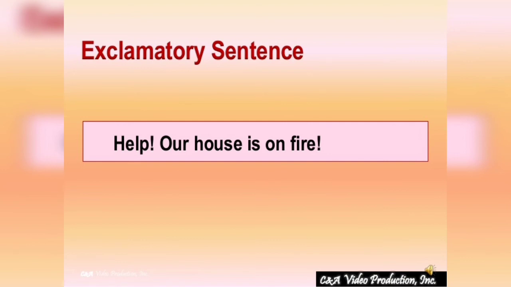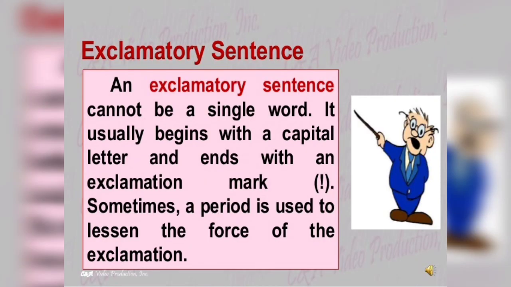Now here you are trying to ask for help. So you are trying to plead for help because it is showing your sad emotion. Correct? So we are saying, Help! A house is on fire. Correct? So now you see here, the sentence has begun with a capital letter. There is an exclamation mark after your expression of that word help, and at the end of the sentence we have put an exclamation mark.